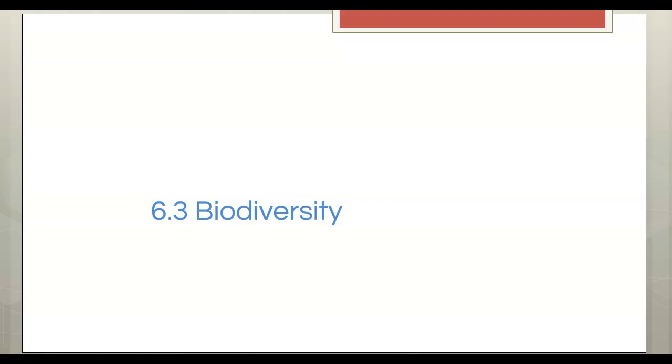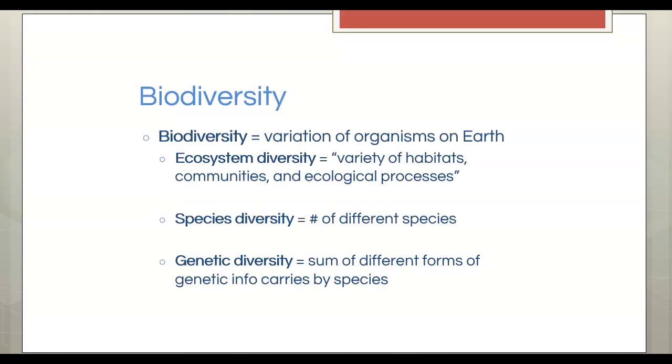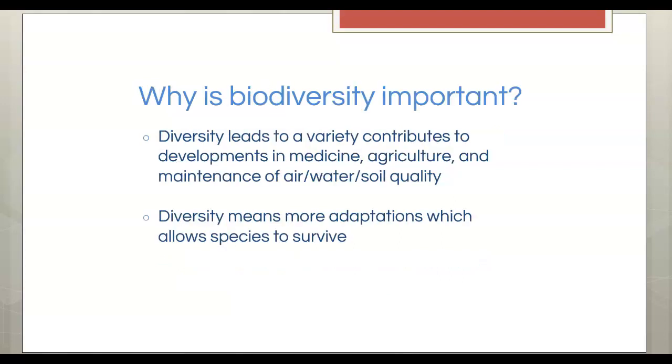All right, so we'll also take a look at biodiversity. Biodiversity is the variation of organisms on Earth. So we can see diversity within an ecosystem, that there are a lot of habitats and different communities. We can see diversity of species, the number of different species. We can see genetic diversity within a species. All of these are really important, because all of that variation allows for new developments in medicine and agriculture, and helps us maintain quality of soil and air.